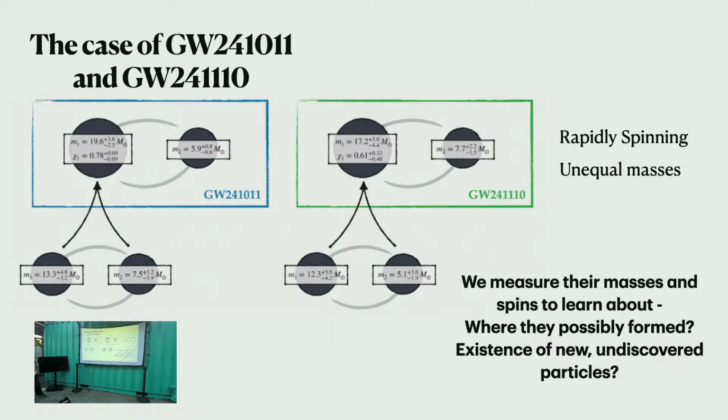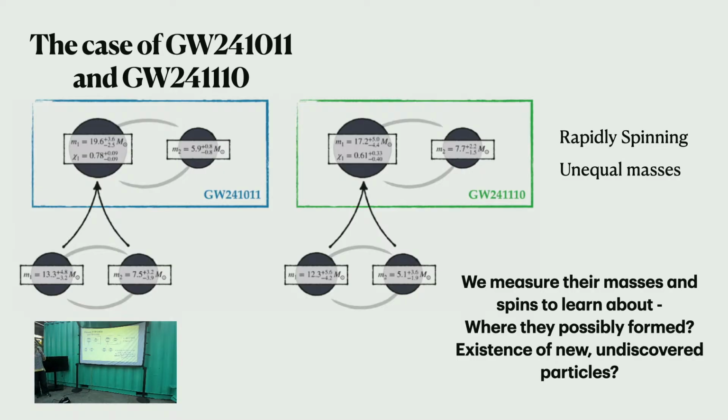And so as an example, I'm going to talk about a few events. So we have these two events from the latest round of detections. These are GW241011, so this one happened on 11th October of 2024. And then the other one is GW241110, which happened on 10 November of 2024. I'm going to highlight these specifically because out of all the events we saw, these were some of the most rapidly spinning systems. That's given by the spin of the bigger black holes in these two.